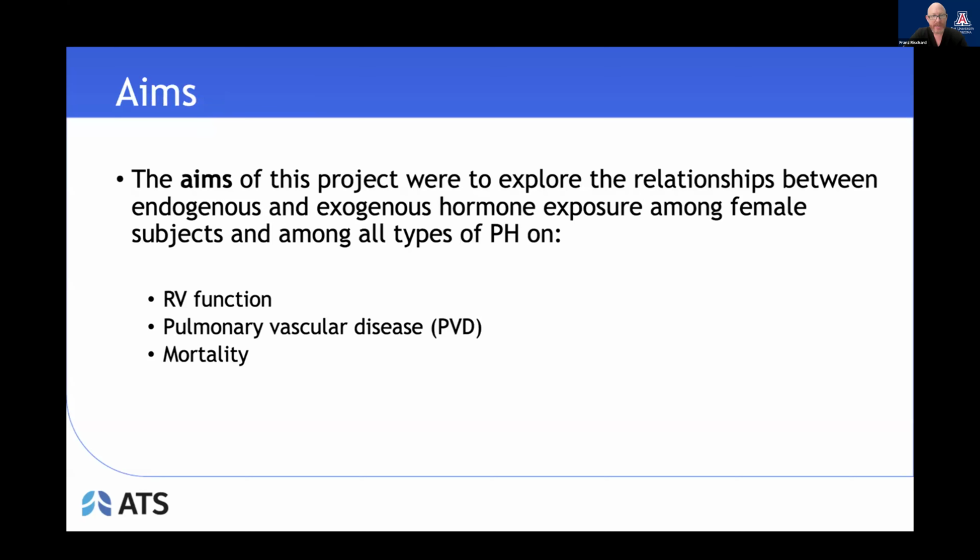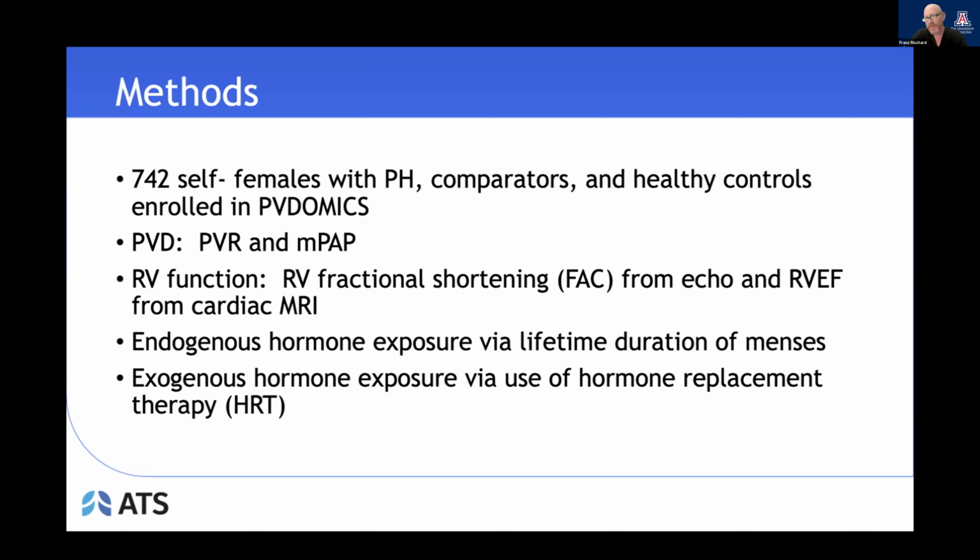So the aims of our project were to examine the relationship of endogenous and exogenous hormone exposure among all types of PH on RV function, pulmonary vascular disease, and mortality. The Pulmonary Vascular Disease Phenomics project, or PVDOMICS, had 7 clinical sites, and we were one of them at the University of Arizona. There were 742 females in the study. The study in total enrolled approximately 1,200 patients.